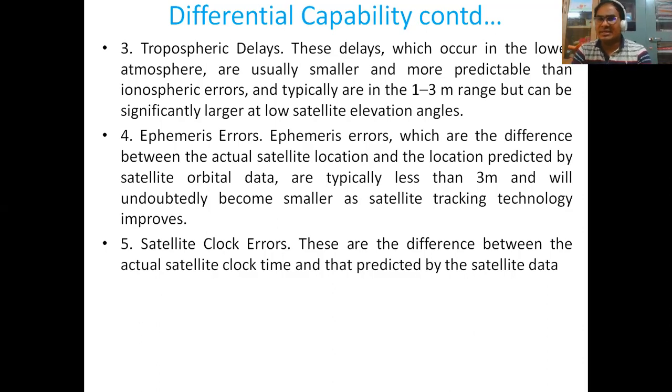Of course, most important is the satellite clock error. There is always a mismatch between the UTC, universal coordinated time, used by the satellites and the atomic clock time of the GPS receiver. Because of this, we have to provide enough offsets. There is always a difference between the actual satellite clock and the time predicted by the satellite data. So this will also cause some error.